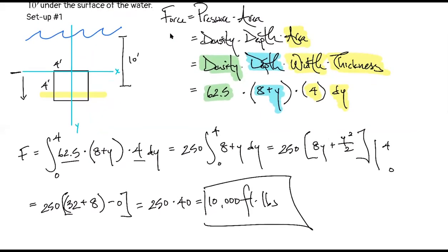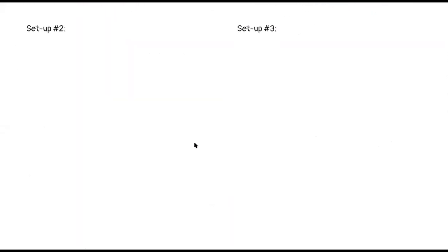Okay. So let's take a look at maybe a different way that I could have drawn my diagram, and based off of that, how that impacts our actual integral and how it impacts our answer. Okay. All right. So setup number 2. I'm going to have the surface of my water. I'm going to have my square plate. Okay.